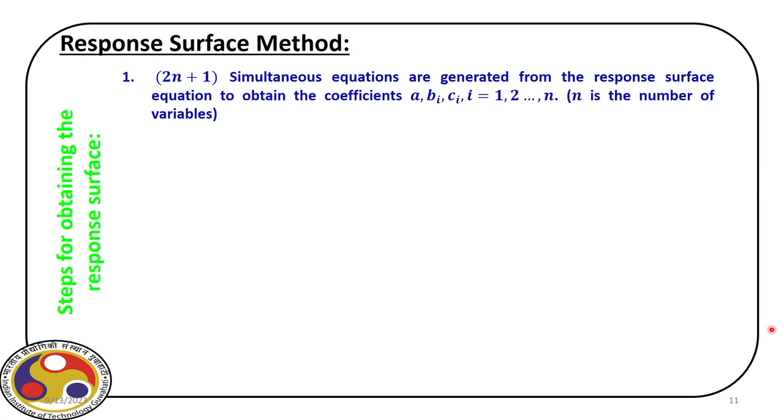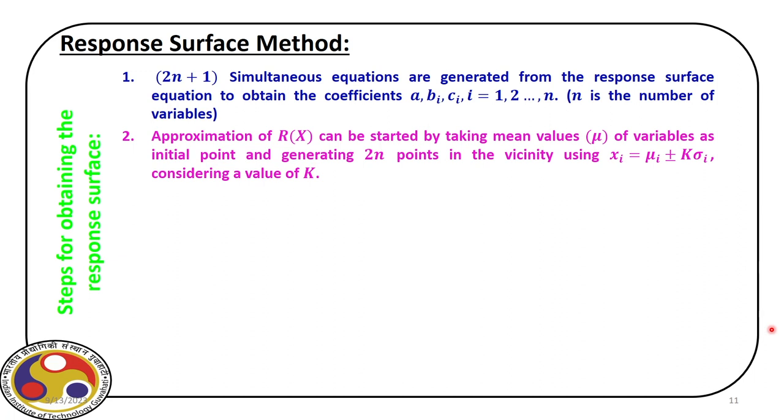So what are the steps? We first generate the support points. For that, if we have a quadratic polynomial without cross term, then we have 2n plus 1 unknowns. So that many simultaneous equations we have to generate. So we generate 2n plus 1 support points, starting with the mean as our reference, and around the mean we develop 2n more points using this relation, mu i plus minus k sigma. Normally k equal to 3 is considered so that we cover a region of mean plus minus 3 sigma, but this value of k can be changed as per your need, and that is actually up to the designer.